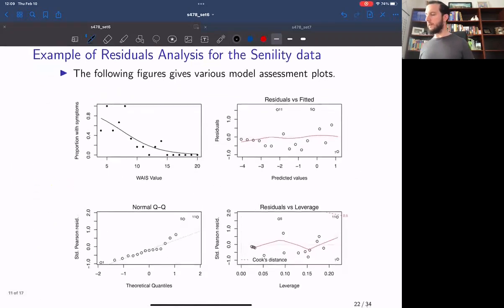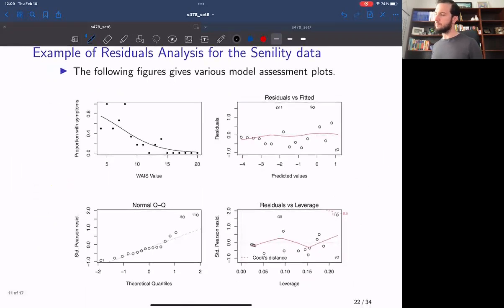Okay, so on slide 22, I have a number of different plots that we can use to evaluate the model. The first plot is a traditional scatter plot. So this is showing the proportion of people with symptoms versus their WAIS score. And then the smooth line going through that curve is the fitted logit model.